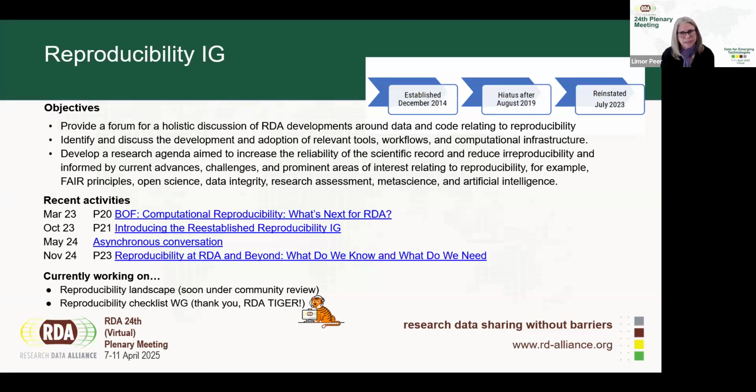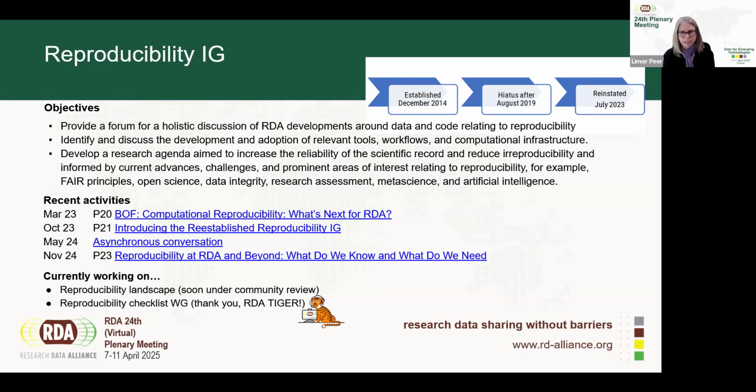And basically, after some work at RDA that had to do with aspects of reproducibility and curation, a group of us put our heads together and made a pitch to RDA to reinstate the group. And that's what happened in July of 2023. So along with my co-chairs, we wrote the case study, as you do, for RDA, and reestablished the group with a slightly different focus, where we were thinking of the interest group as really a forum for conversation around reproducibility, data and code relating to reproducibility.